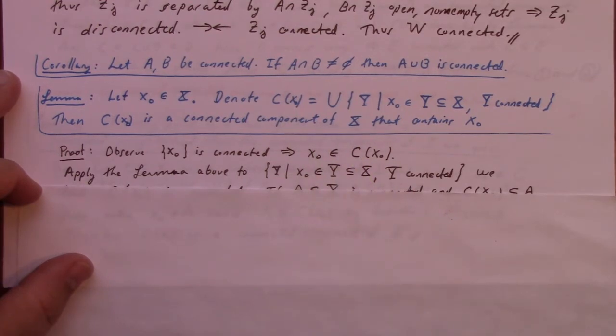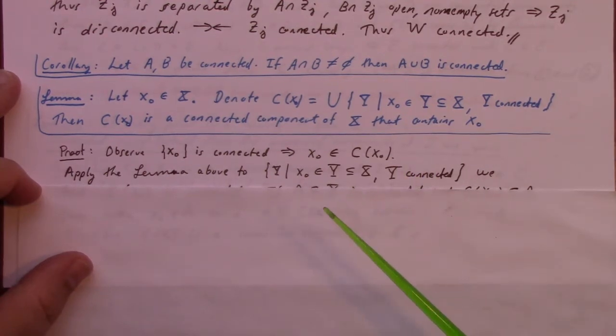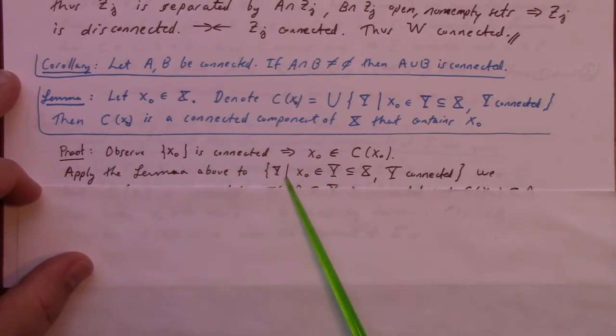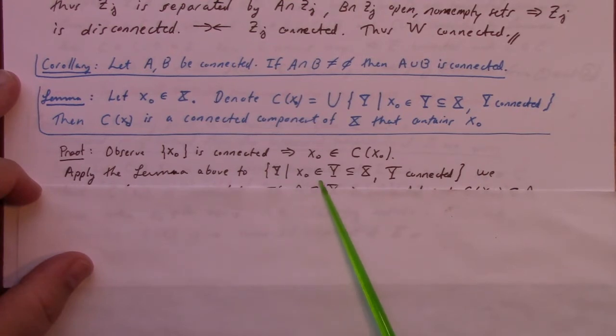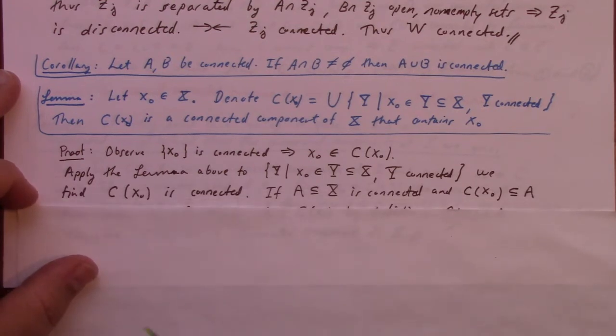I will stop claiming what I'm trying to prove. Okay. So x naught is an element of C of x naught. Apply the lemma above to the family Y of connected sets that contain x naught, right? And then that gives us that it's connected, right?